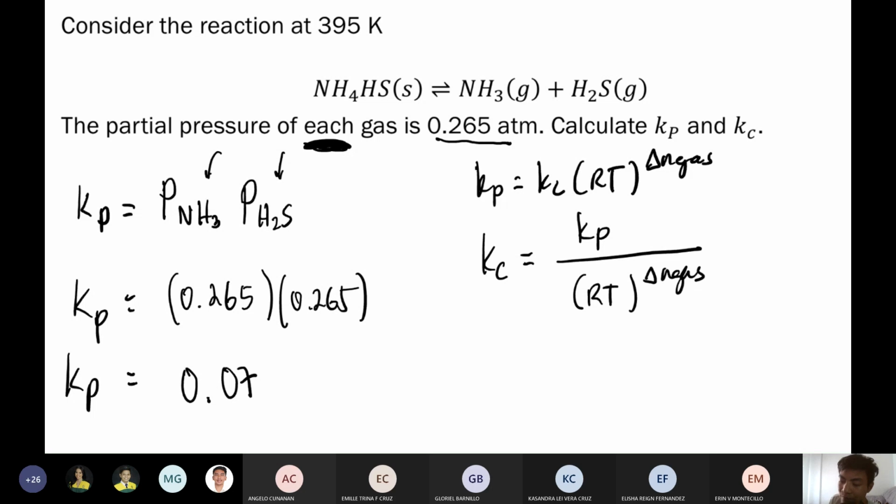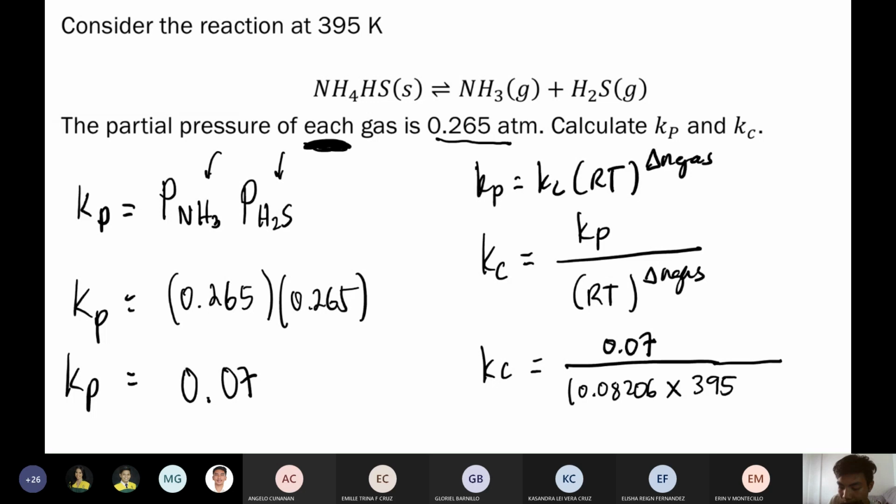Okay? So, yan. So, that will be our working equation. What's left for us is to plug in all the numbers that we have now. So, Kp is 0.07. R is 0.08206. Temperature is 395. Delta N gas. Alamin natin delta N gas. So that is product minus reactant.